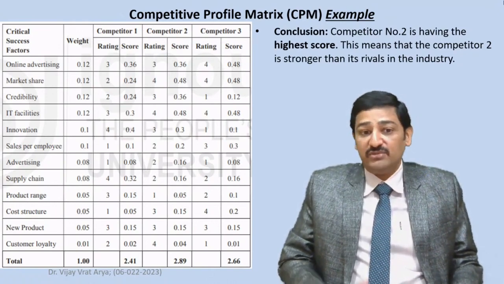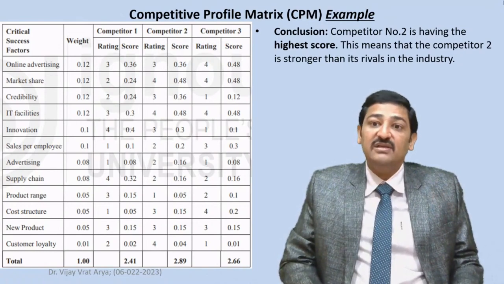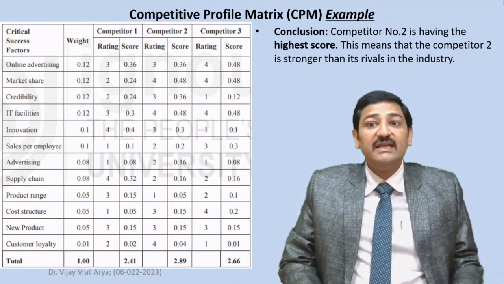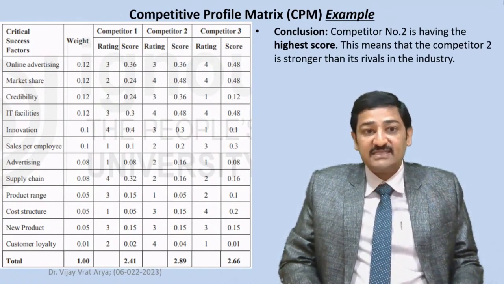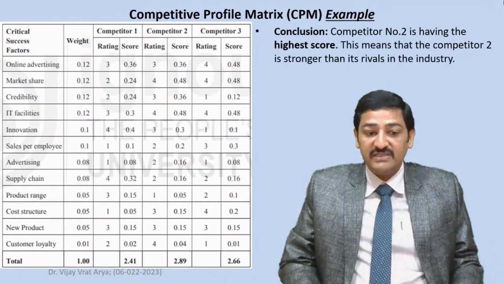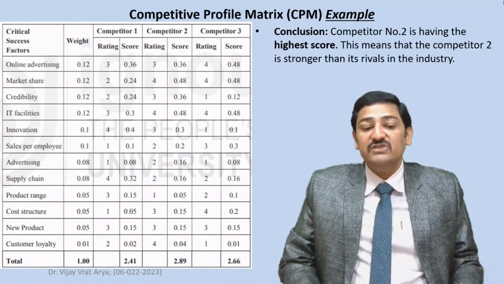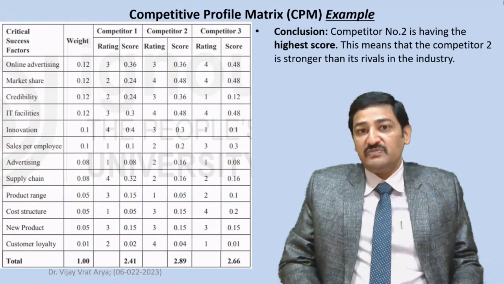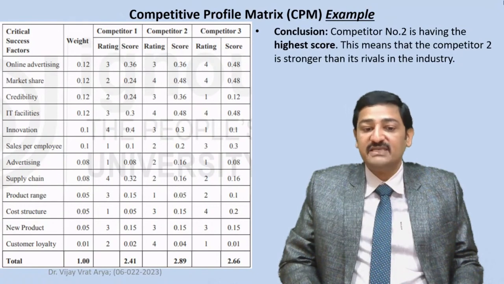In this particular example, we can conclude that competitor number 2 has the highest score, that is 2.89, while competitor 1 got the score of 2.41, which is the least, and the moderate score in this matrix is for competitor 3, which is 2.66.